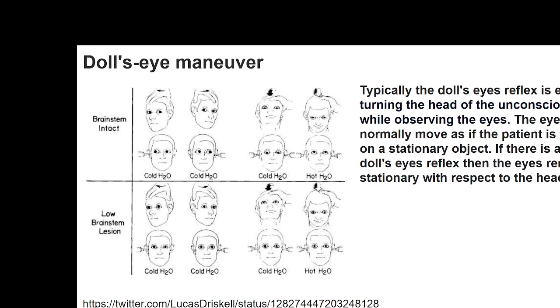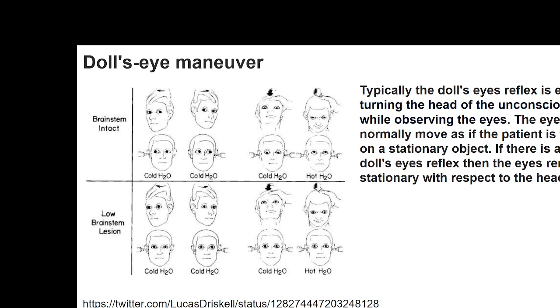Then Doll's eye maneuver is assessing the eye reflexes by turning the head in an unconscious patient, and looking at the eyeballs as you turn the head to a side, or you give a stimulus with cold water to the ears. This is mainly done in unconscious patients, not in conscious patients. Doll's eye maneuver is done in the unconscious patient to assess whether a brain stem lesion is there or not.